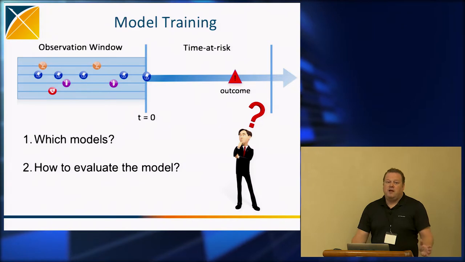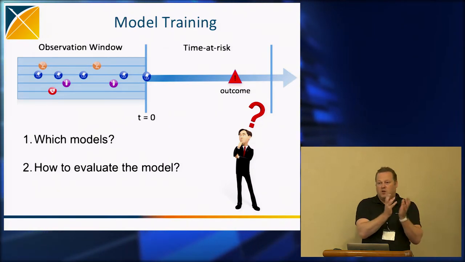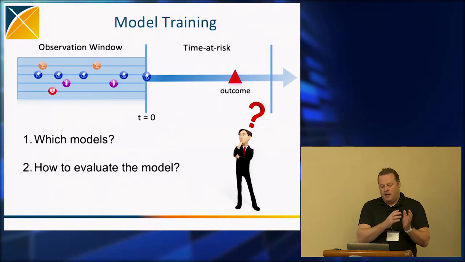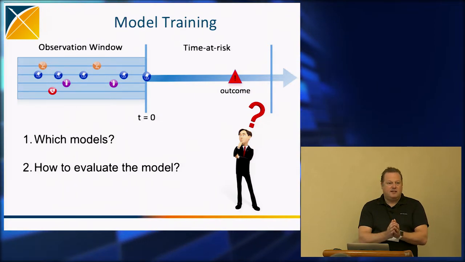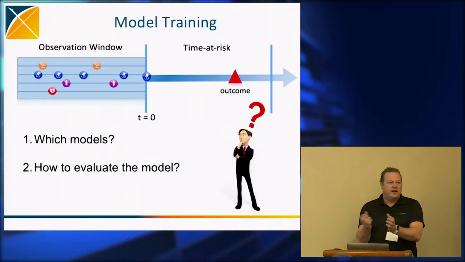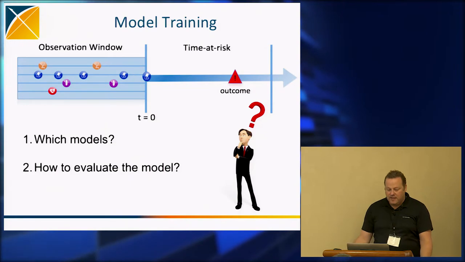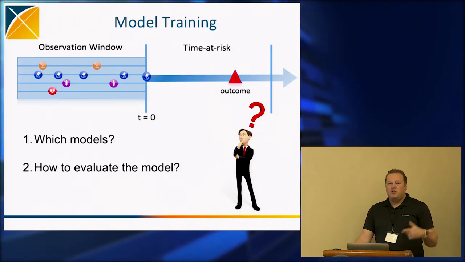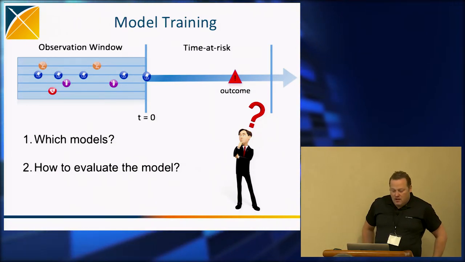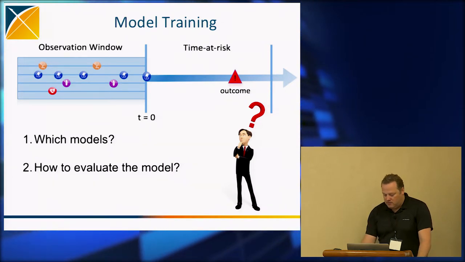So what we've done now, we have specified what our prediction problem is. We have extracted the data. We defined how we want to train and test by using, for example, a person split. But now we have to decide which model we are going to train and how we are going to evaluate the model.